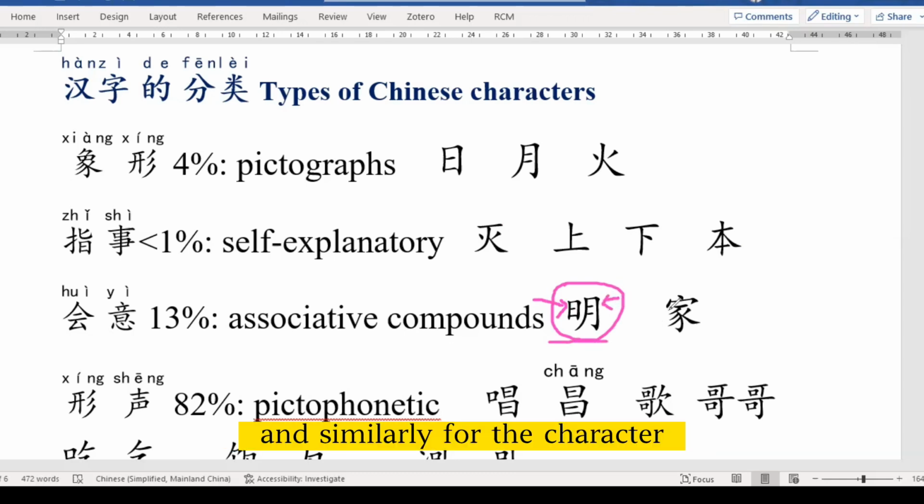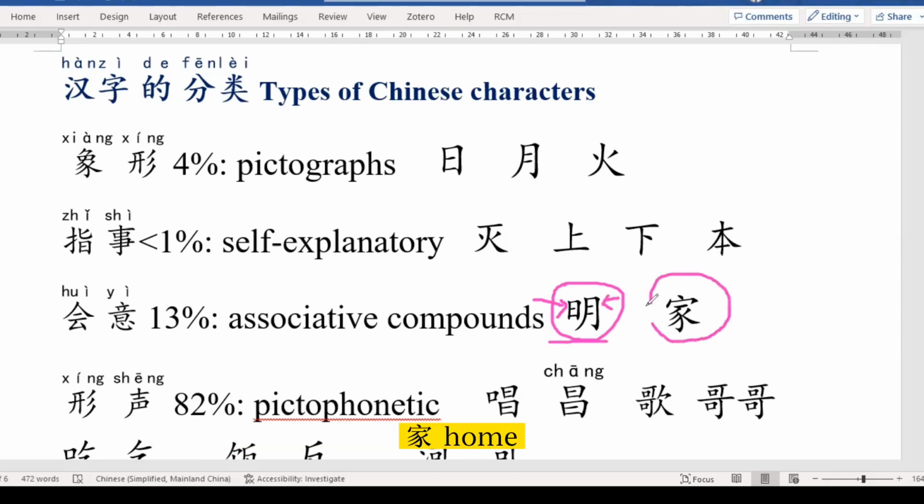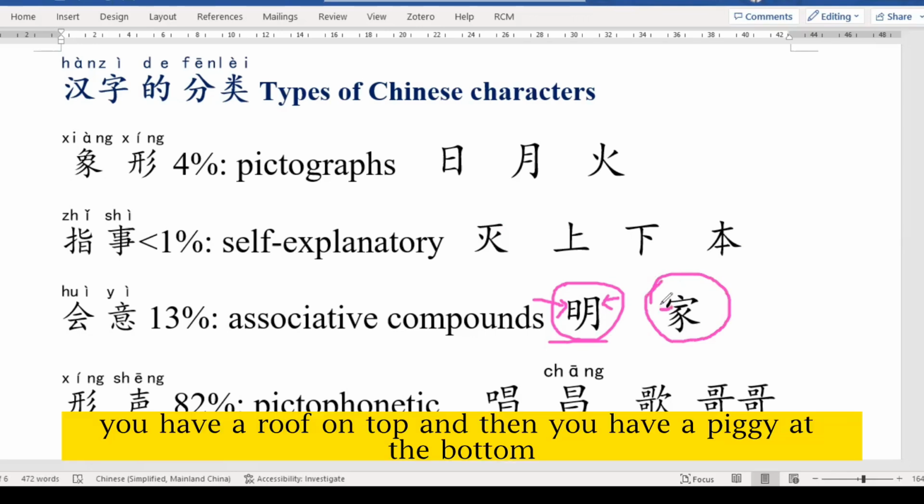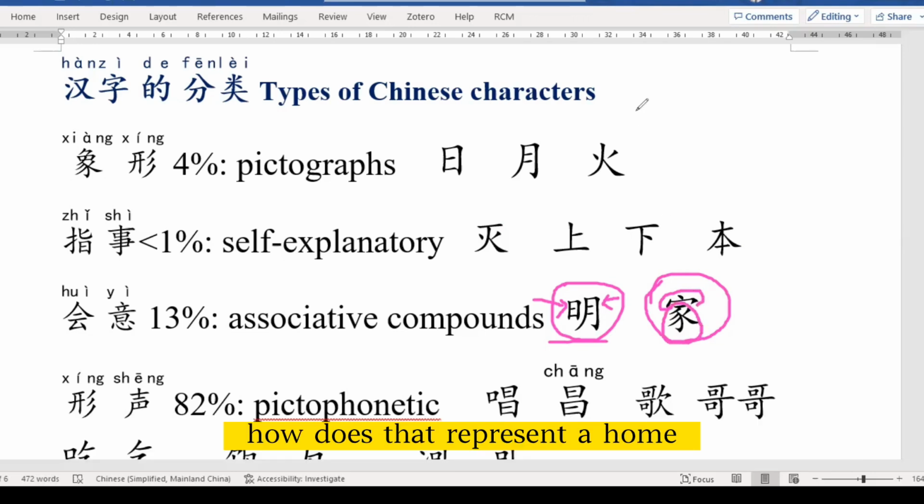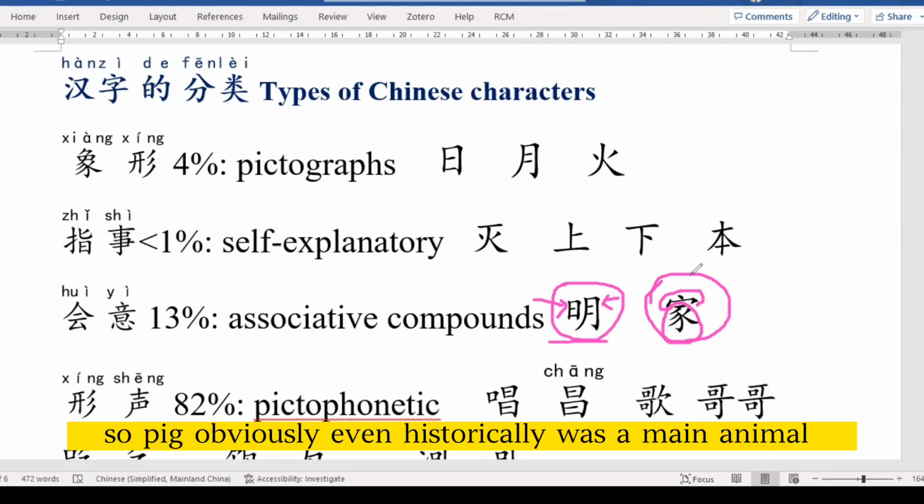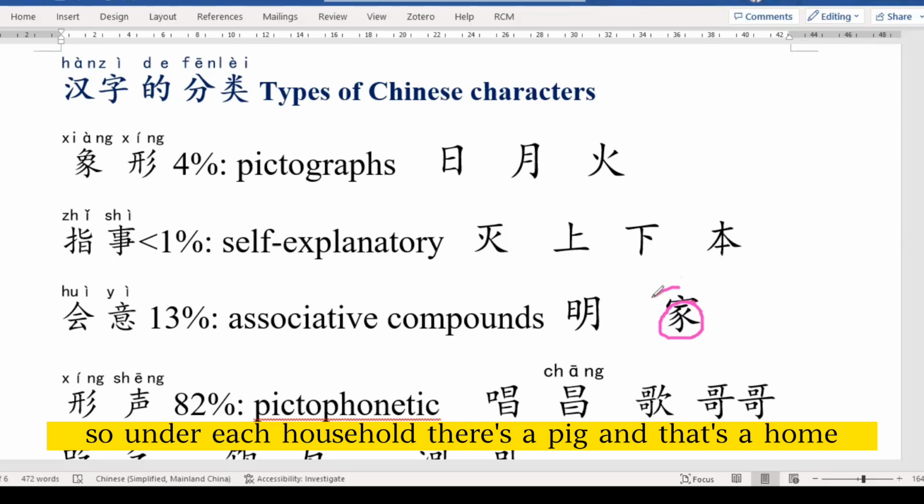Similarly, for the character 家, home, you have a roof on top, and then you have a piggy at the bottom. How does that represent a home? So pig, obviously, even historically, was a main animal, right? Under each household there's a pig, and that's a home.